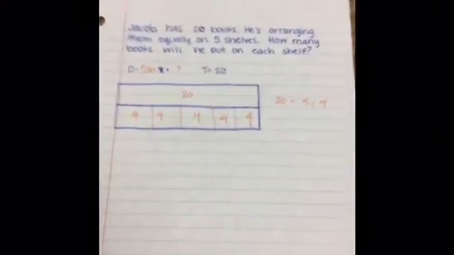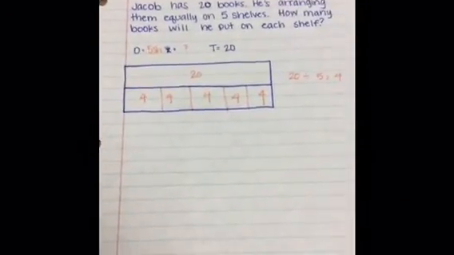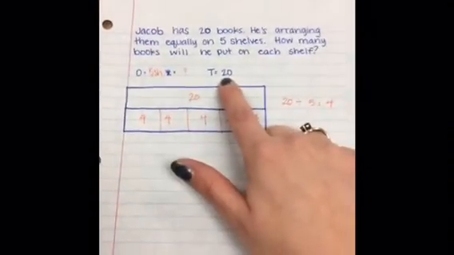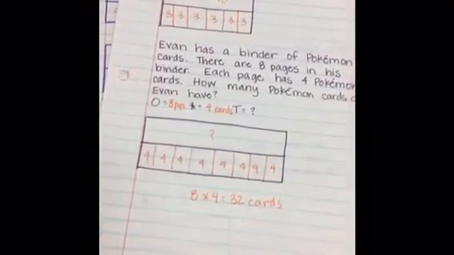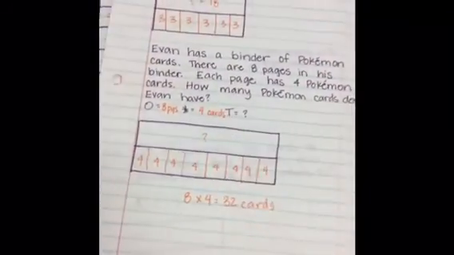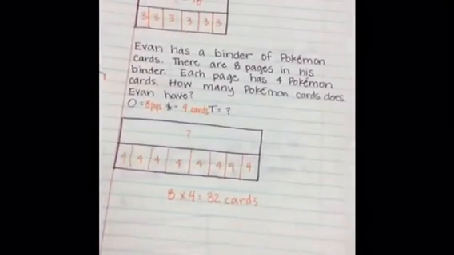And that's how you make strip diagrams for multiplication and division. Whenever you are given the total, it's division. Whenever you're missing the total, it's multiplication. So given the total, you divide. Missing the total, you multiply.